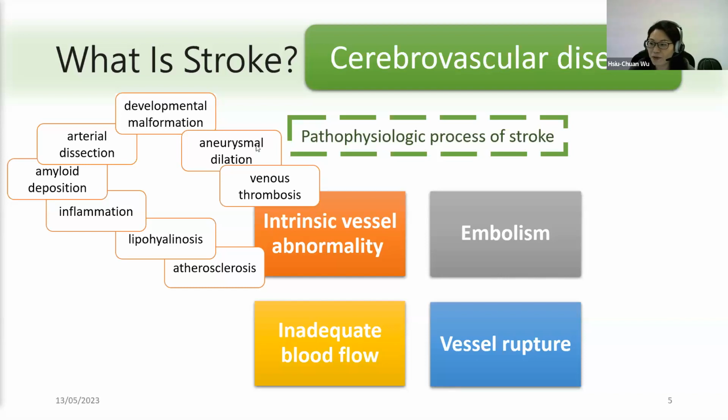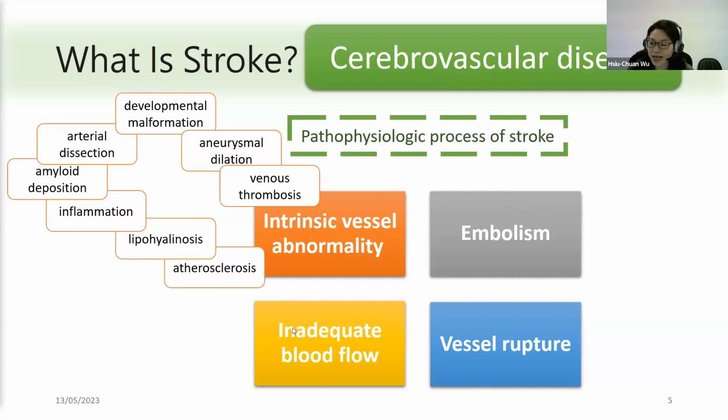The second pathophysiological process of stroke is embolism. That means sometimes your blood vessel is okay, it's perfect, but you have a clot from another part of your body that travels all the way to your brain to clog the blood vessel in your brain, causing the stroke.